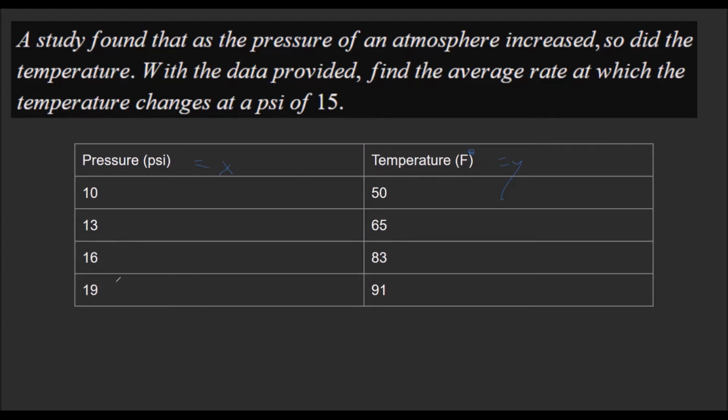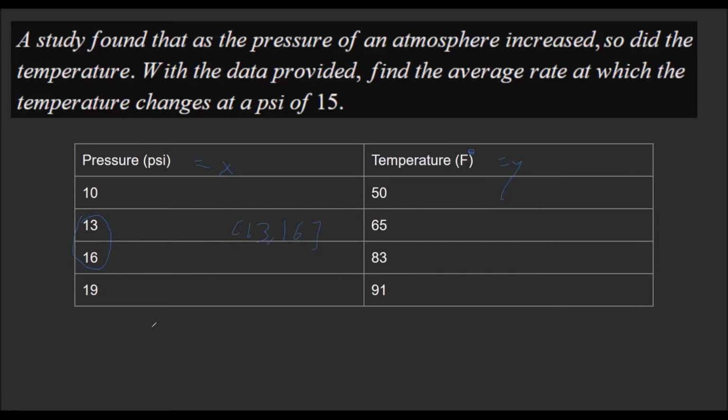And the only one that will allow that would be the interval from 13 to 16. I suppose we could do 19 to 13, 16 to 10, 19 to 10, but this is the most accurate, and so we're going to stick with this. So the interval we're going to use is going to be 13, 16. These are the x values that we're going to take the average rate of change at.